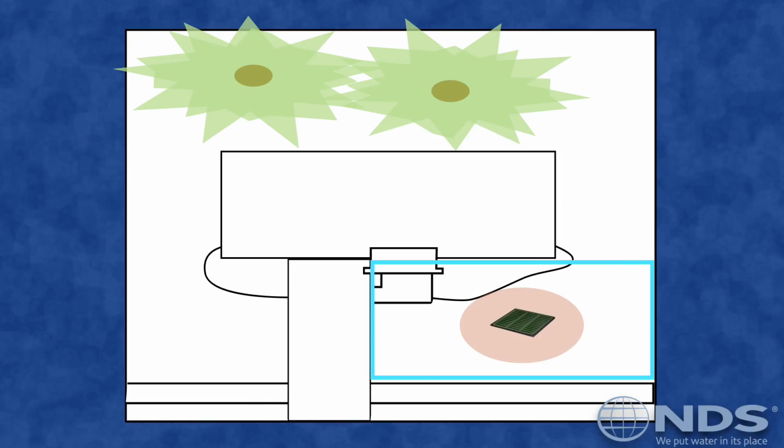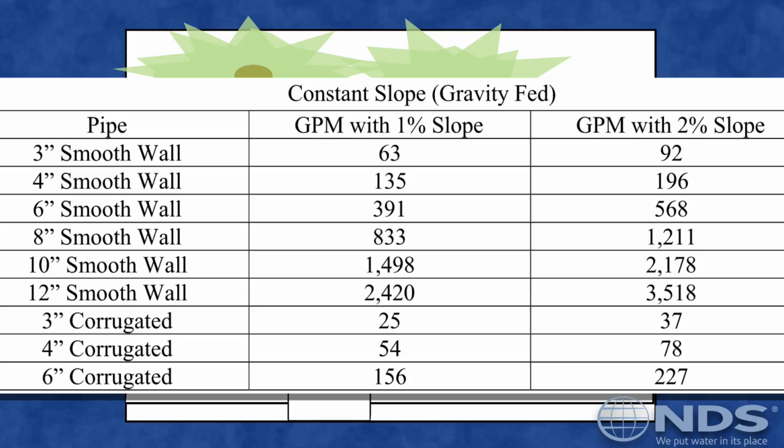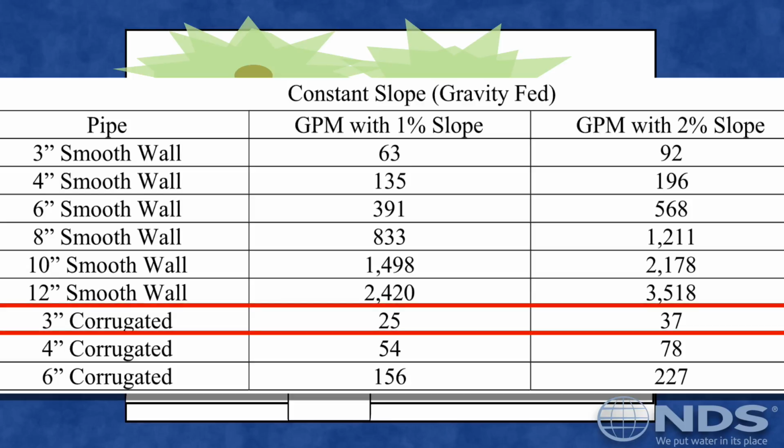Next, we need to determine the proper pipe size for the flow rate. To do so, we can consult the following chart. The least expensive option is 3-inch corrugated pipe with a 2% grade. This will take a flow rate of 37 gallons per minute, well above the 26.5 gallons per minute our system requires.